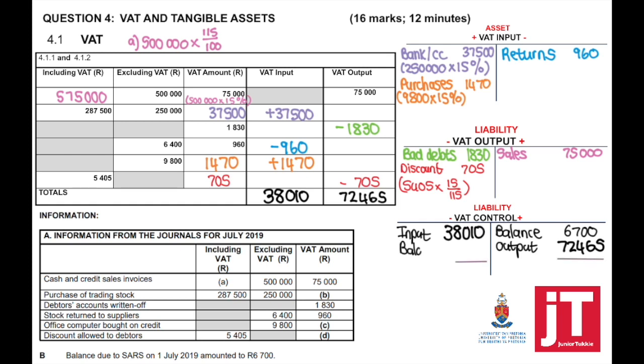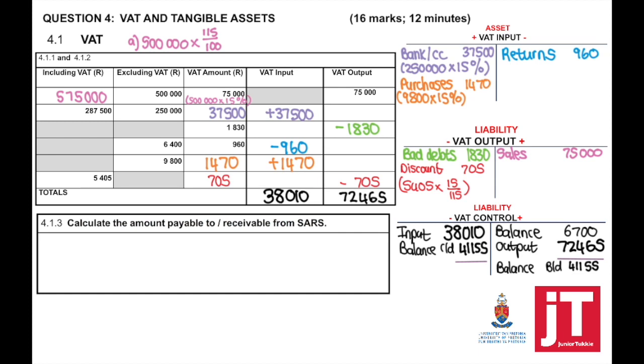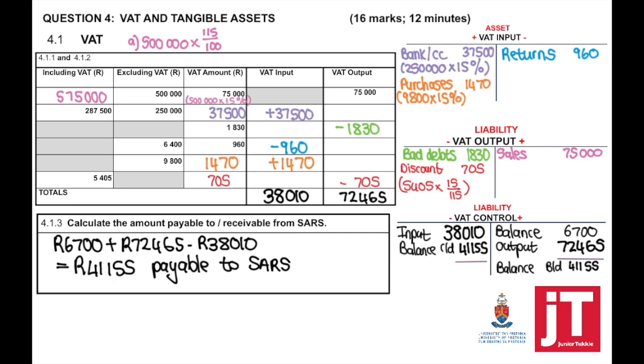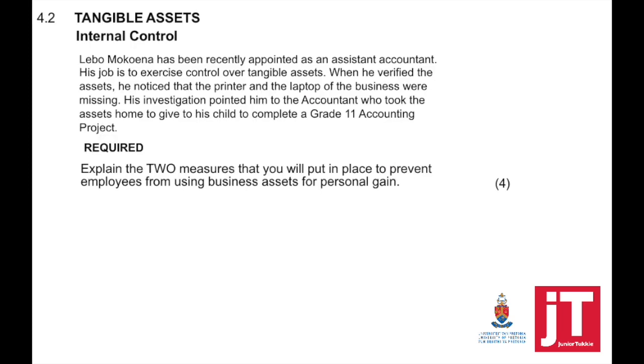So if we balance this account, it's clear that the credit side is more than the debit side. This means a credit balance, we owe SARS 41,155. When you're calculating the amount payable or receivable to SARS, you can draw a T account if you would like to, or you can simply say the balance in the beginning, 6,700 plus output VAT minus input VAT equals the amount payable to SARS, 41,155. Question 4.2, Tangible Assets, Internal Control.